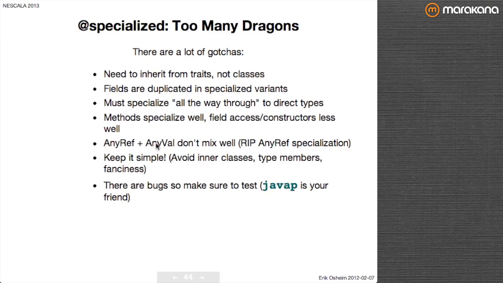But basically, the advice I have for you is if you're trying to use this, keep it very simple. Don't do anything fancy. I would say even avoid fields if you can. The best case scenario, you're writing type classes, you're specializing those, it'll just work. It's great. If you're just specializing methods and you're taking things in as parameters and returning them as values, specialization works really well.